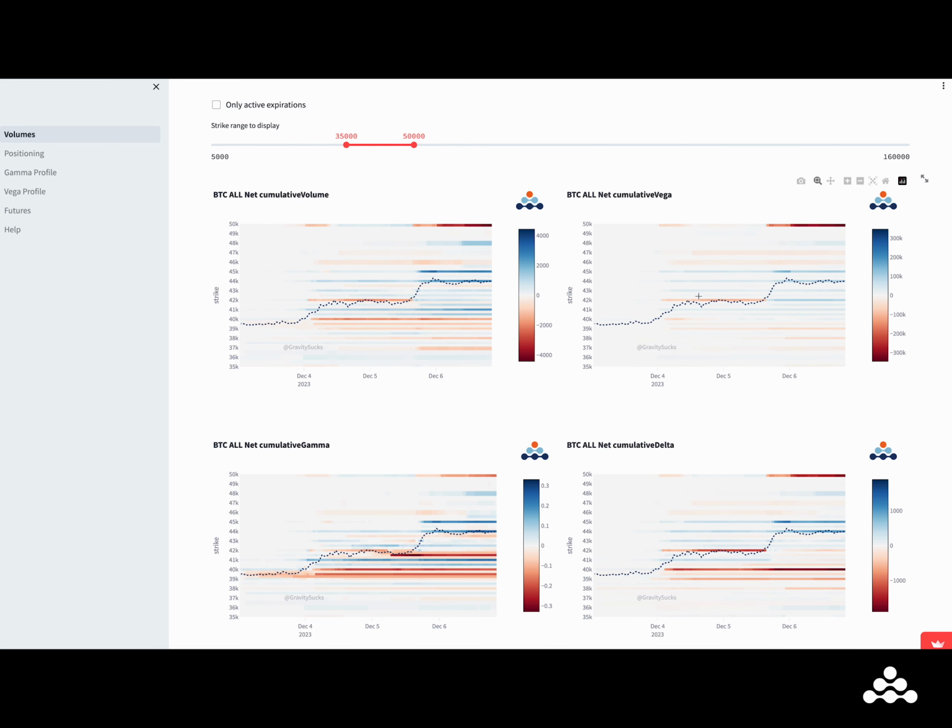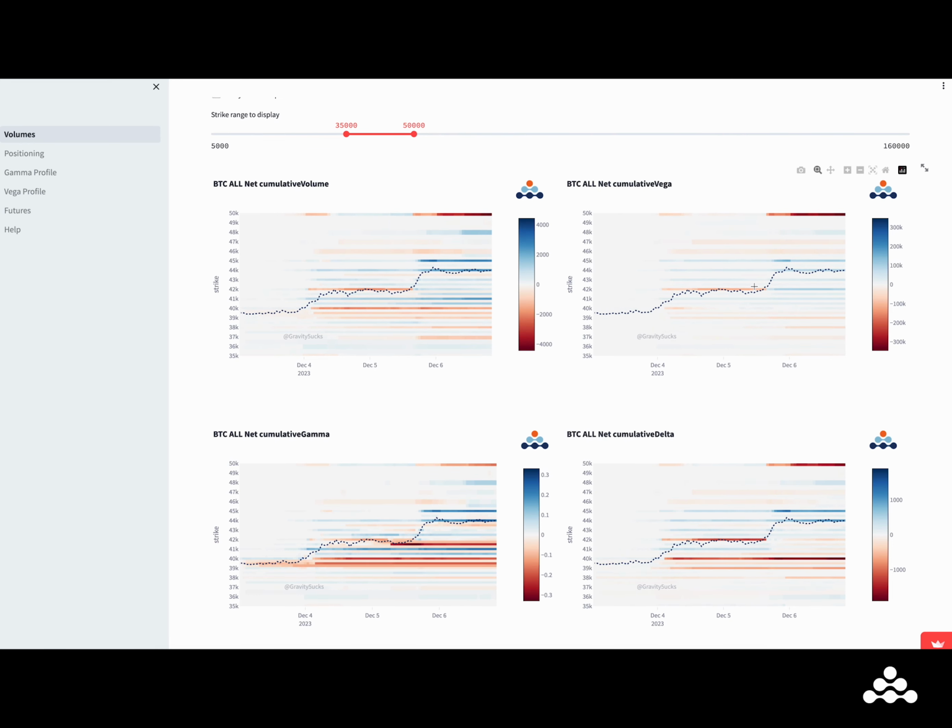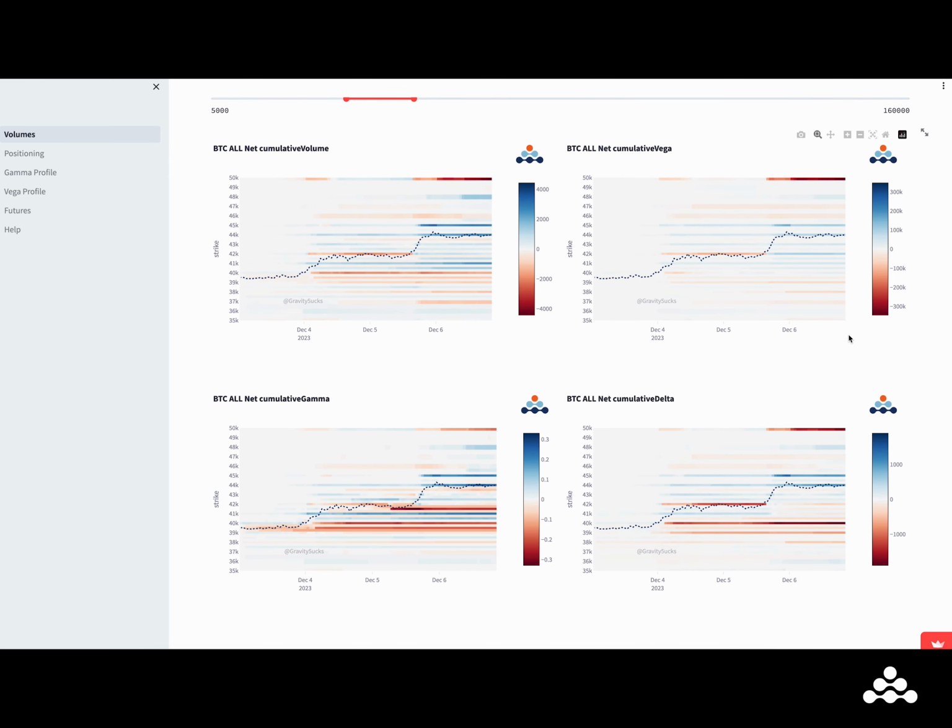We also have on the right-hand side the same type of flow, but this is going to be cumulative vega. So instead of looking at just contracts traded, we are looking at contracts times the vega value, so we can see the net vega exposure.